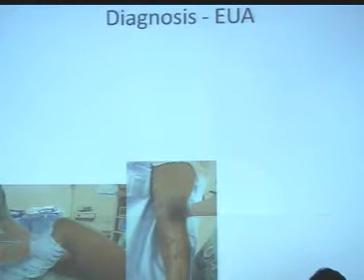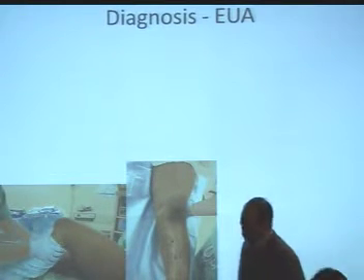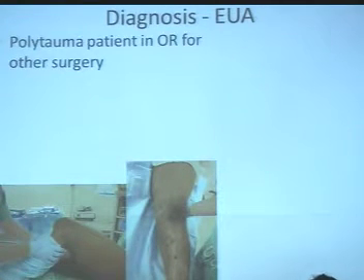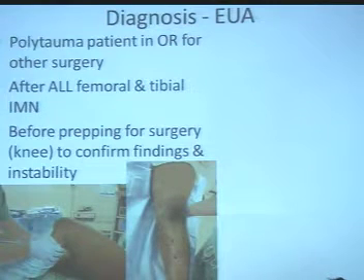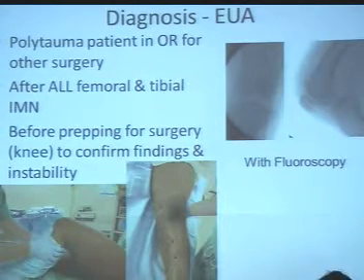So this is the diagnosis under EUA. You may not have to specifically go for anesthesia in these patients because they are usually polytrauma patients. So for any polytrauma patient going for any other surgery, please examine the knee at that time. Take this opportunity. After all the femoral and tibial nailing or plating, we should develop a habit of doing the ligamentous examination so that you are not missing those injuries and then neglecting them. And before the preparation for surgery on the knee, you should confirm the findings which you had made before giving the anesthesia. Then you do examination under anesthesia, and you can take the help of imaging also to get the stress radiography.